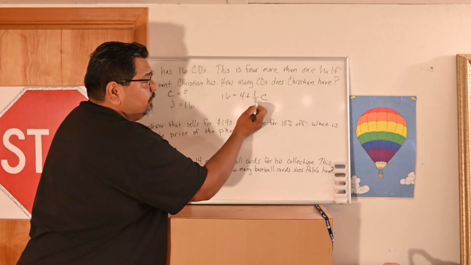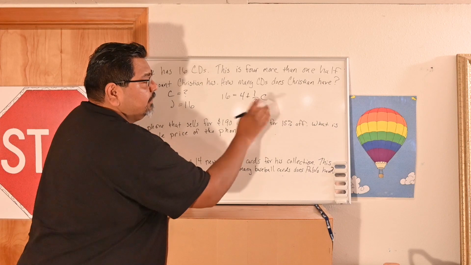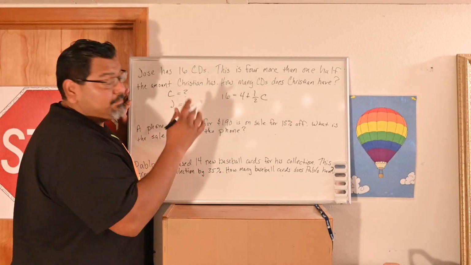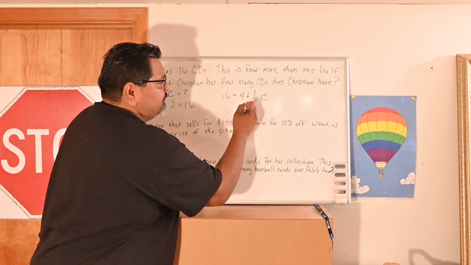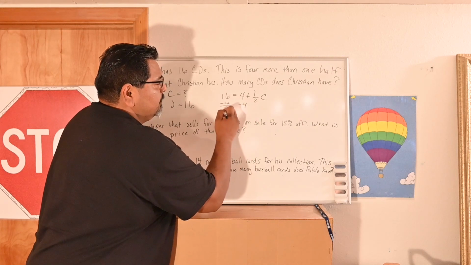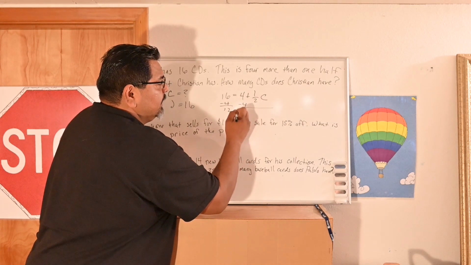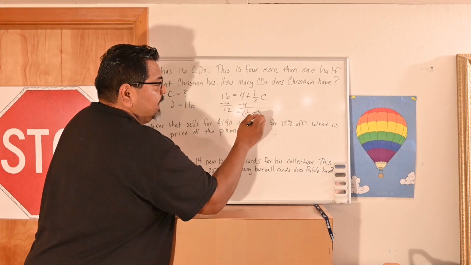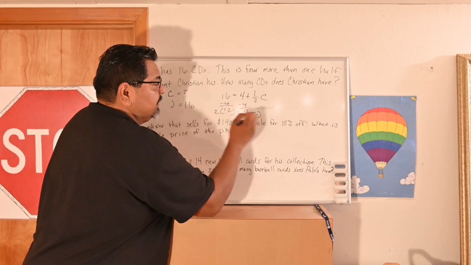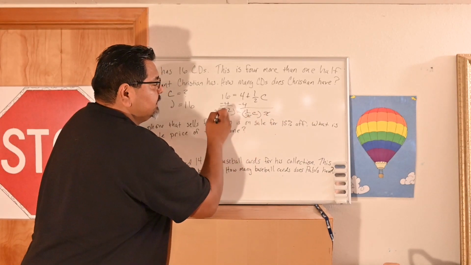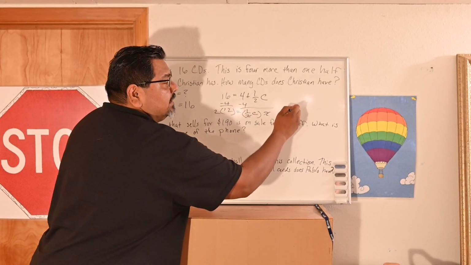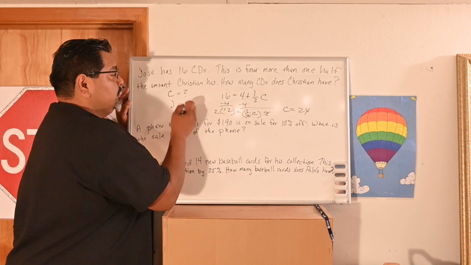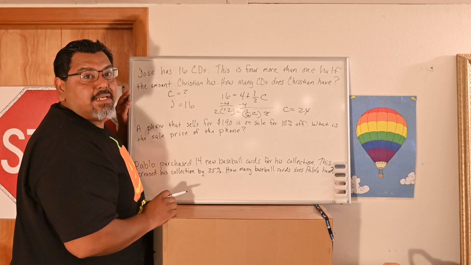Right here, we should be able to say, all right, this is all an equation. We need to practice on that one more. But minus 4 on both sides, we get 12 equals 1/2 C. And then to get rid of that half, we have to multiply both sides by 2. That gets rid of that, and then we get C equals 2 times 12, 24. So now we know Christian has 24 CDs.